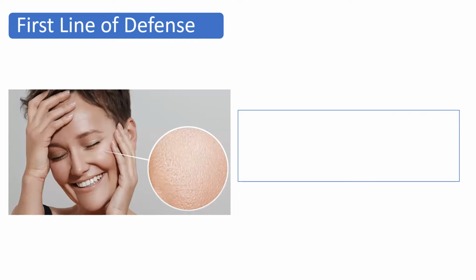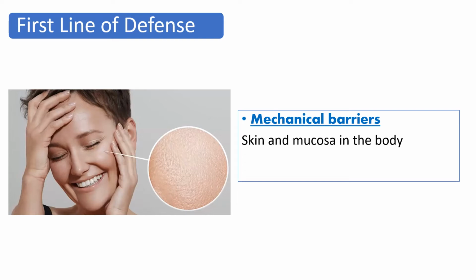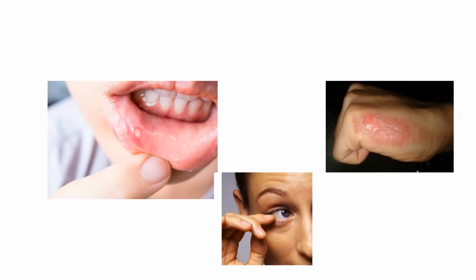Now, all the surfaces of the body which come in contact with the external environment are equipped with either a mechanical barrier or a chemical barrier to prevent the penetration of microorganisms. The skin is one of the important mechanical barriers. It is essentially impermeable, protecting against any pathogen. Further, we have mucosa, which are present in regions not covered by the skin. For example, we have mucosa lining the mouth, then we have intestinal mucosa. These form the mechanical barriers.